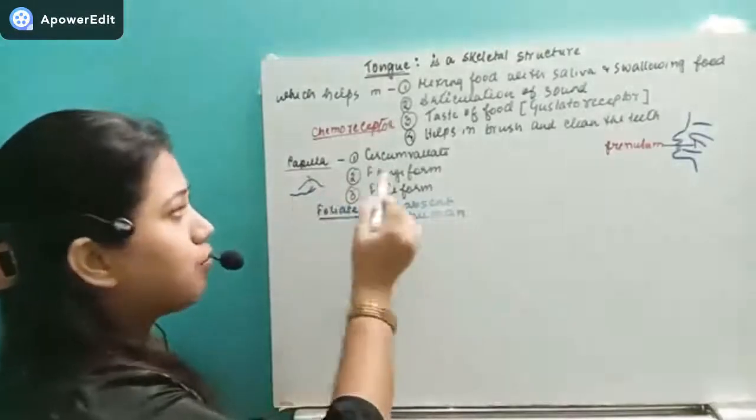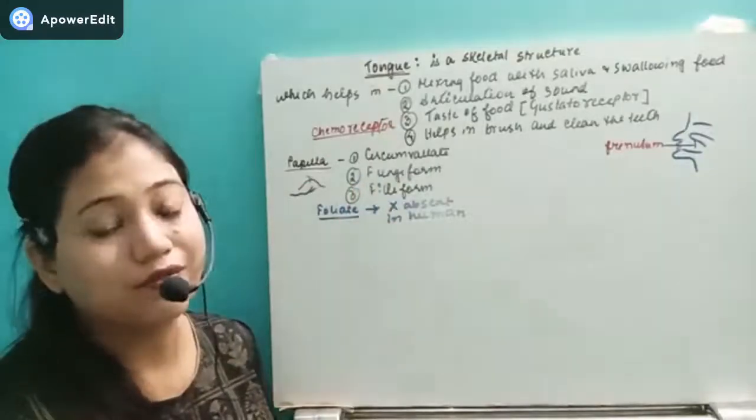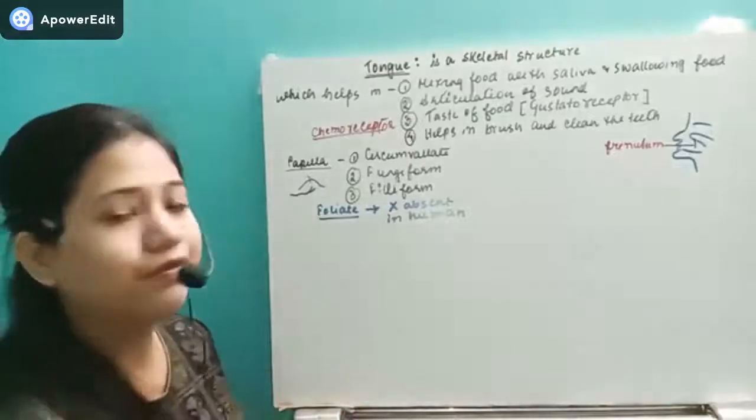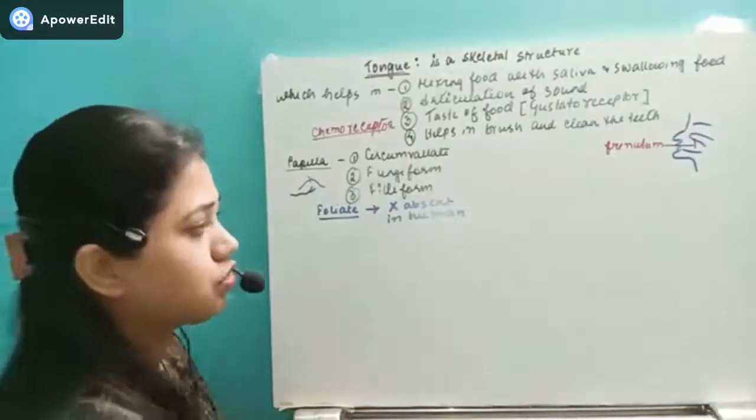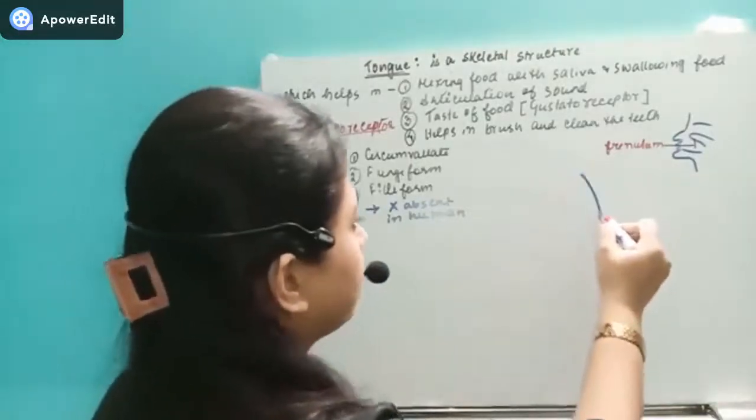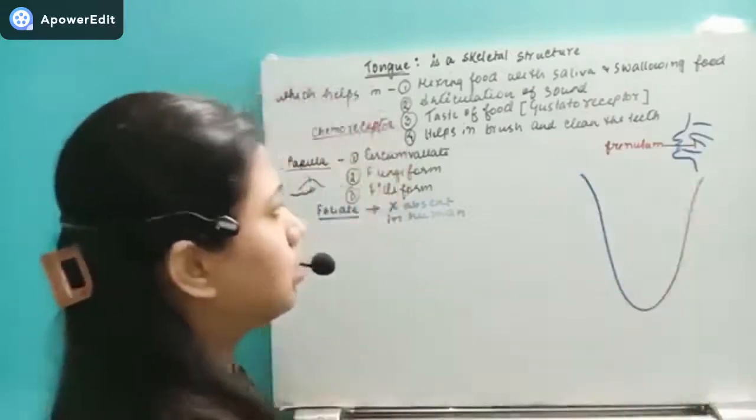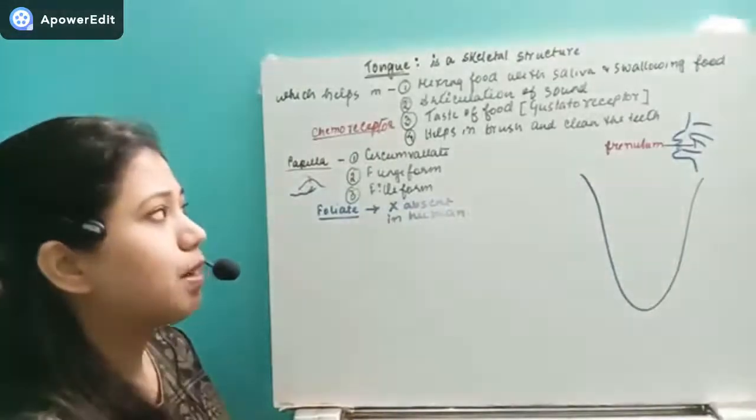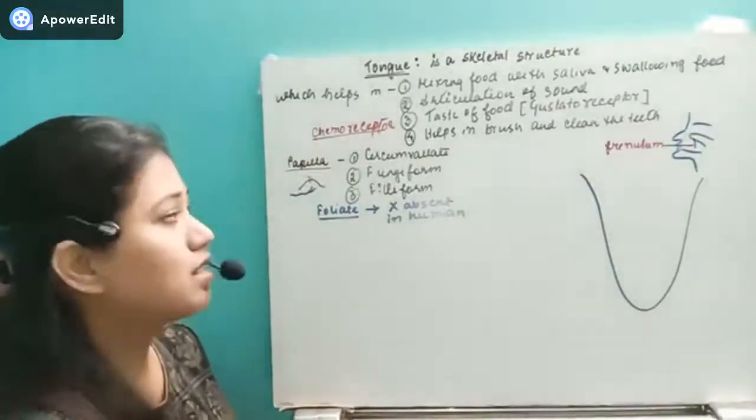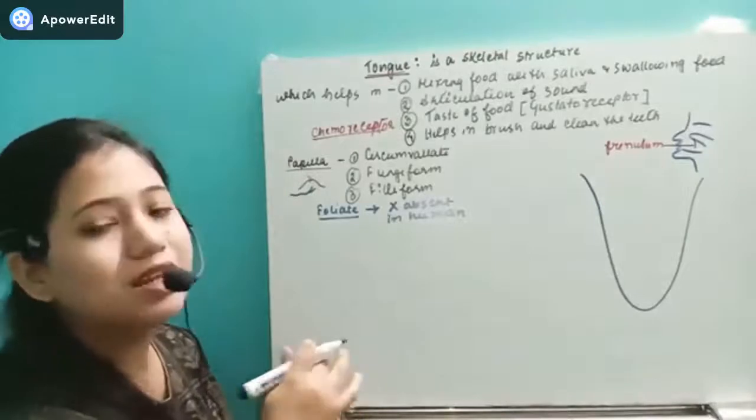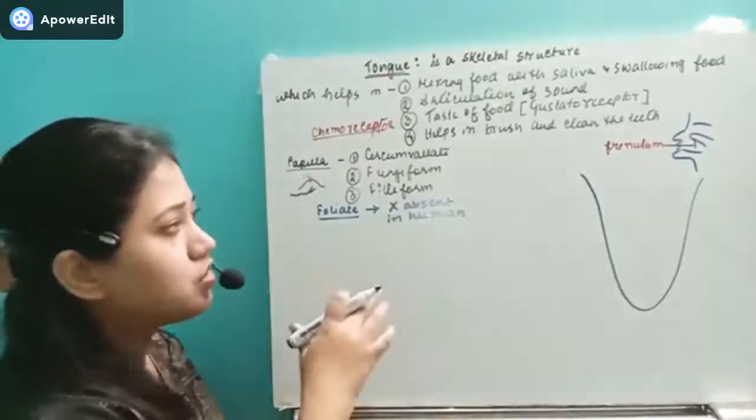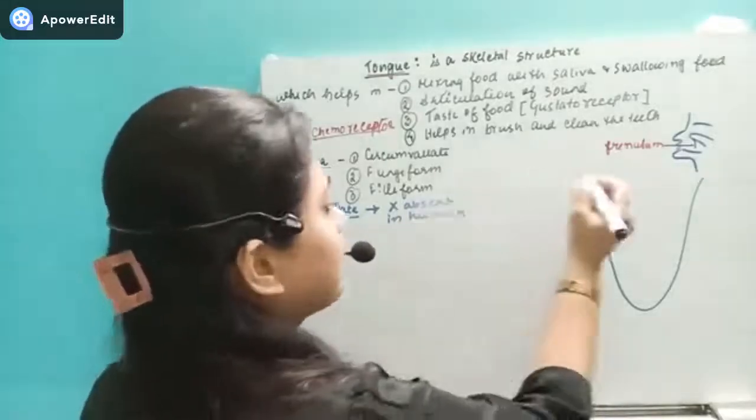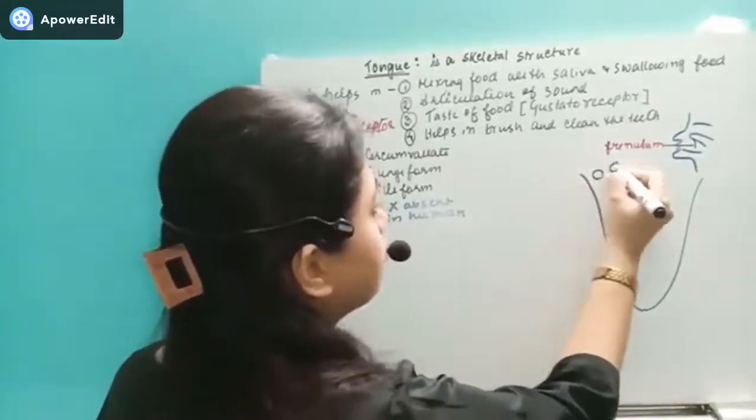So what type of papillae do we have? We have circumvallate or vallate, fungiform, and filiform. Let us see the structure of the tongue. How the different types of papillae are present. Structure-wise, the circumvallate is the largest, fungiform is the middle, and filiform is the smallest. And the circumvallate are present towards the bottom.